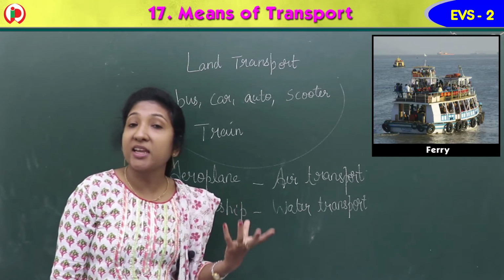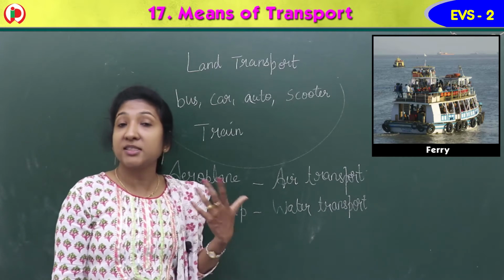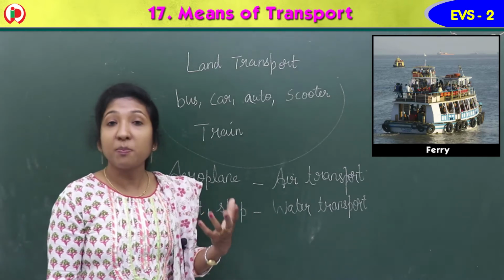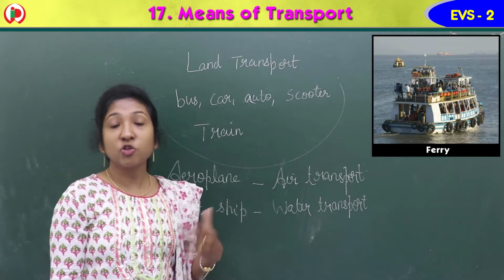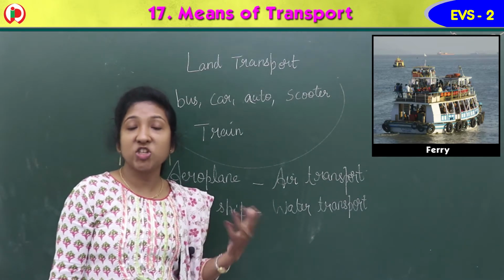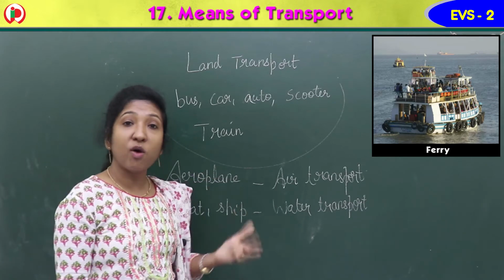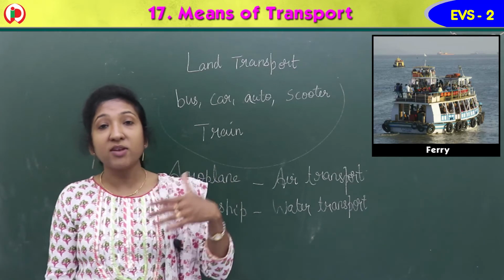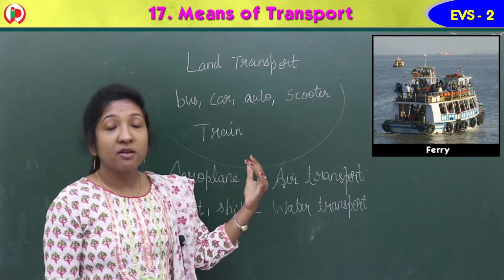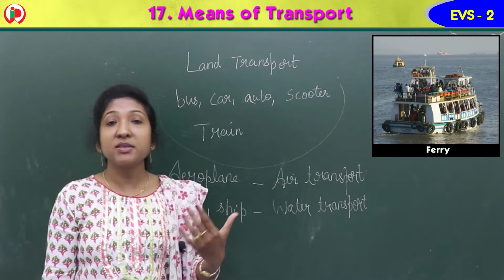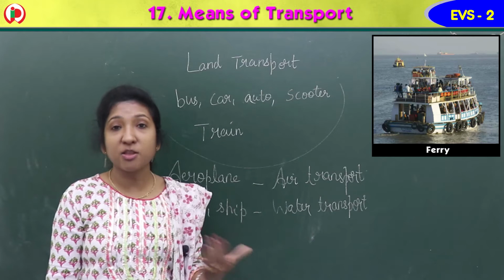There are ships that carry goods, things, and also ships that carry passengers or people. To cross a big river, we use a ship or boat. So people travel through water, through air, and on land. For all these purposes, we have different means of transport.